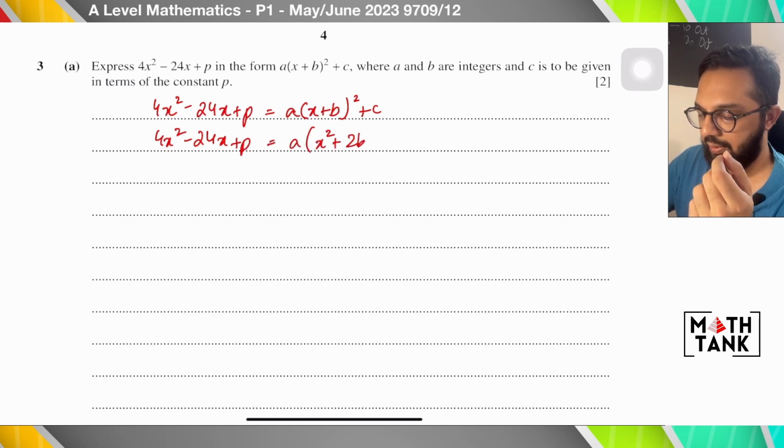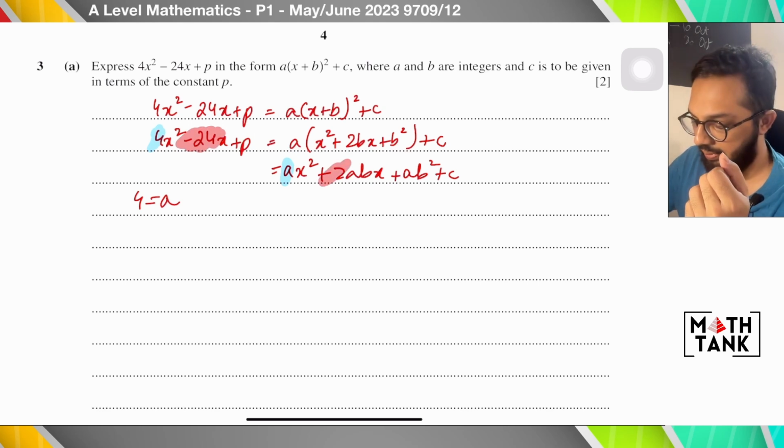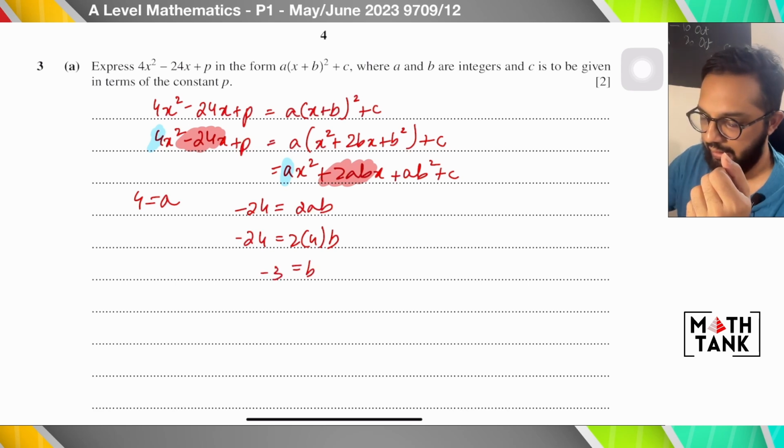Expanding this gives me these terms. Then I expand with a, and I say that 4 should equal a, and then minus 24 should equal 2ab. So b equals minus 3, and then I have p, and I have ab squared plus c.